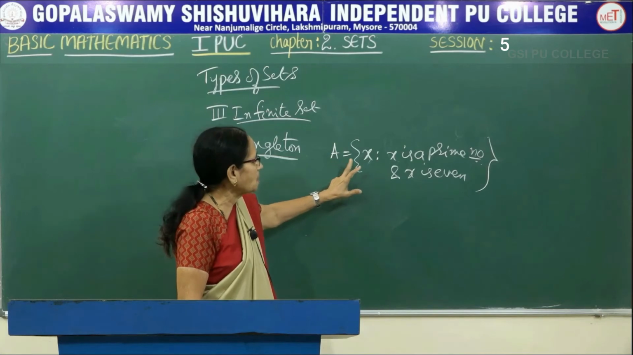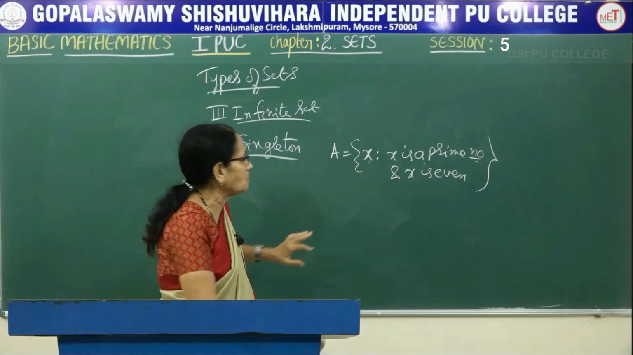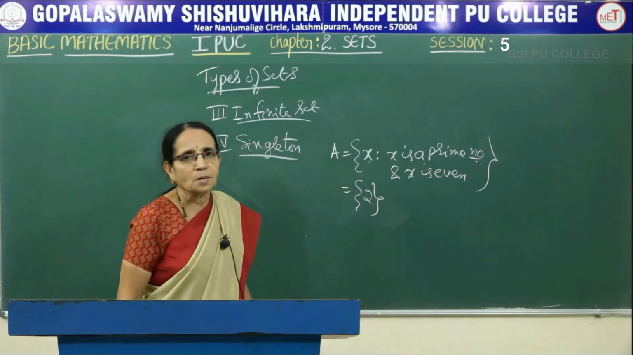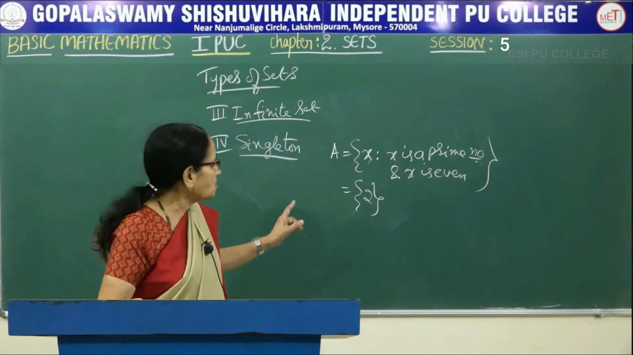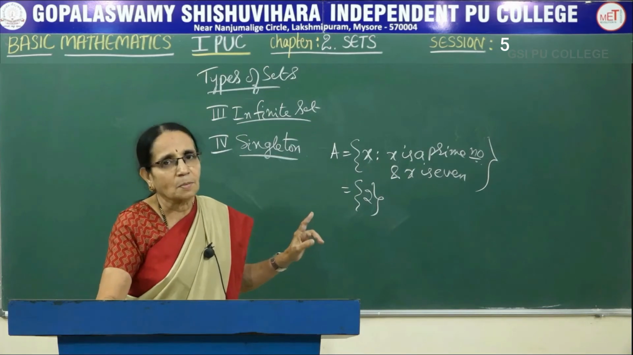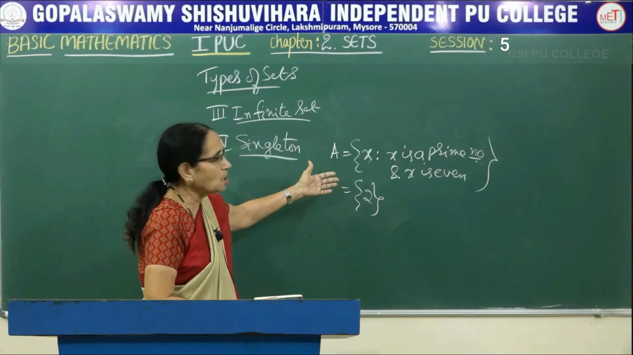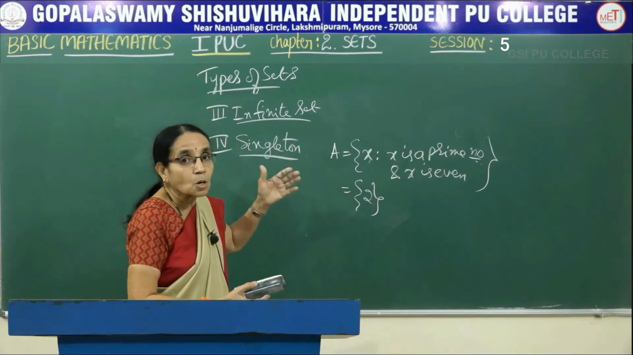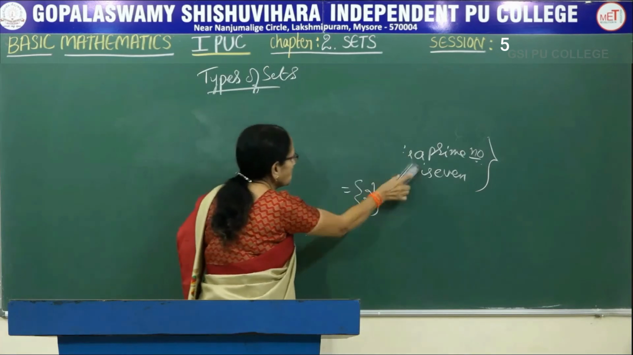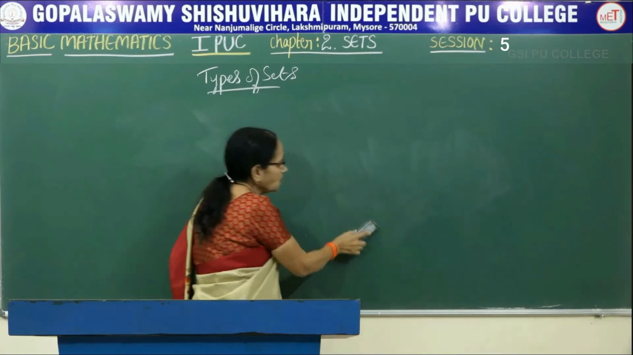So, set A contains all x such that it should be a prime number and it should be an even number. How many elements are present? Only one element is present. So, we can take this as a singleton. Singleton means it should contain only one element. Depending upon the definition of the particular set, or the rule that has been specified, we consider it a singleton. So, a set containing only one element is called a singleton.